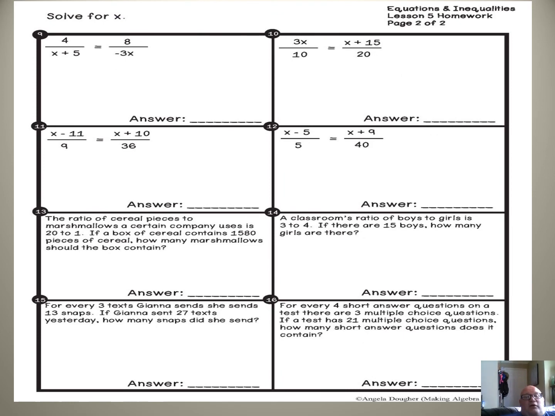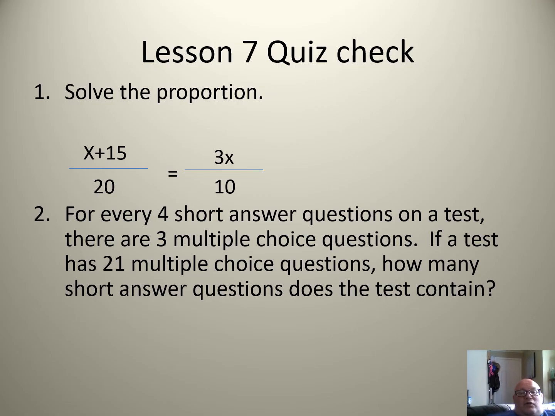All right, so there's the rest of those. We're going to do the odds, and then we're going to check them in a few. And then there's your lesson quiz check if we get to it today. If not, we'll do it tomorrow. That's how that usually rolls.